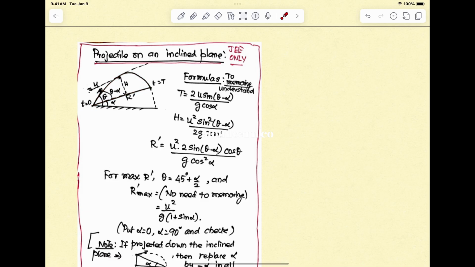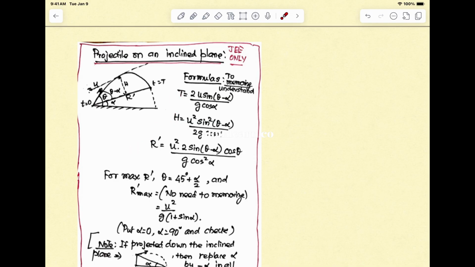And of course, the maximum height is nothing but, if you draw a line parallel to the inclined surface at the top, the distance between the parallel line and the inclined surface. That is called the maximum height reached over the inclined plane. Correct? Now these are the formulas which I have already written down. Now the derivation is very simple.